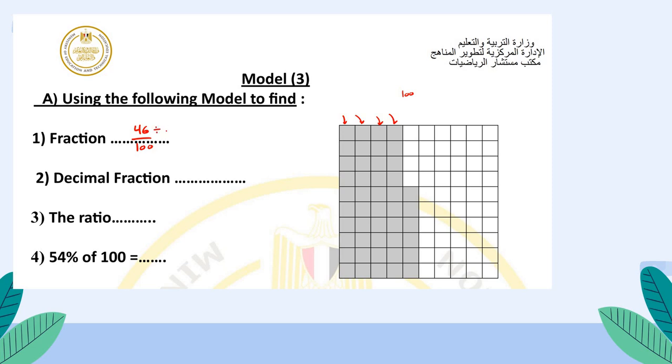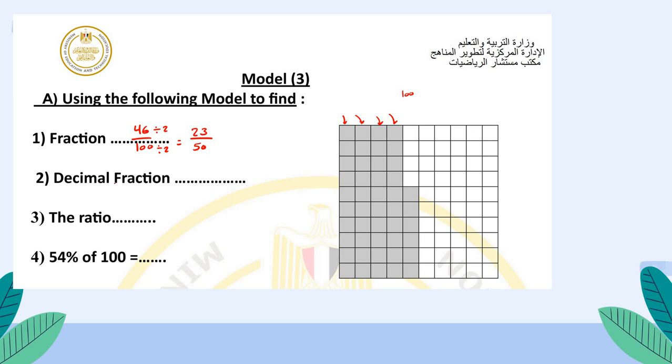I will divide up and down by 2. Why 2? Because both of them are even numbers. Okay, 46 divided by 2 equals 23, and 100 divided by 2 equals 50. Do I have any other common factor between 23 and 50? No. Why? Because 23 is a prime number, right?